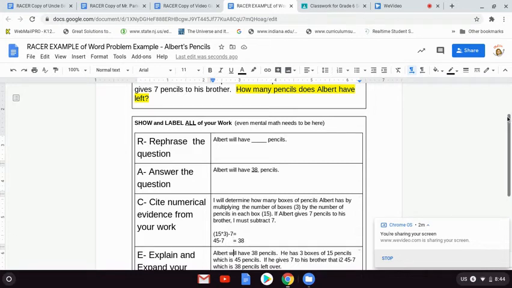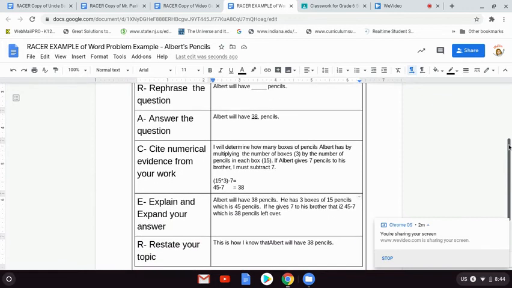Now I'm going to explain and expand. This is going to seem somewhat redundant because this problem is a little bit more basic. But if you get into the habit of it, as you get into more complicated problems, it'll help. So basically I'm explaining: Albert will have 38 pencils. How did I figure that out? He has 3 boxes of 15 pencils, which is 45 pencils. And he gives 7 to his brother. So that is 45 minus 7, which is 38. And then I'm going to restate my answer. This is how I know that Albert has 38 pencils.